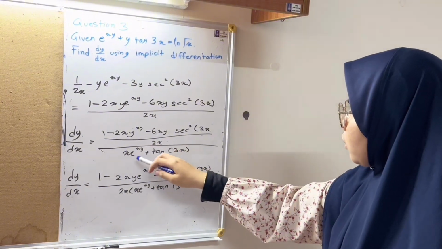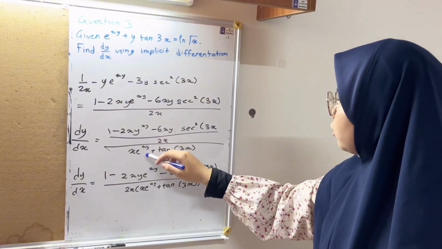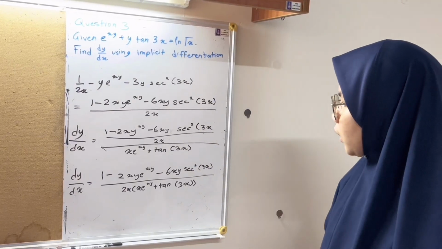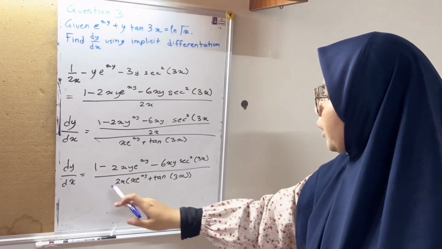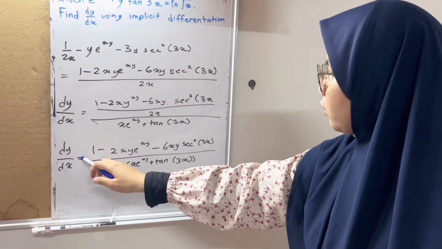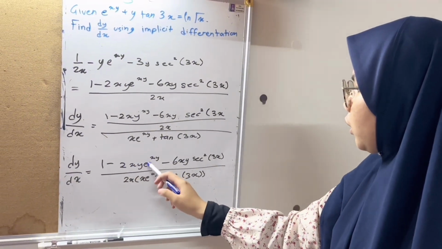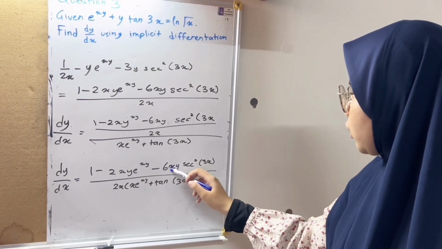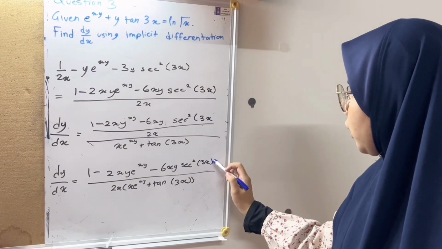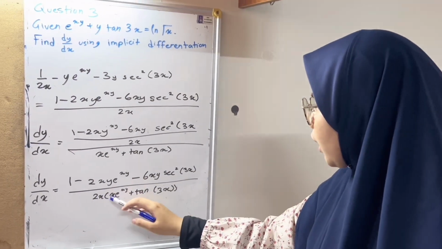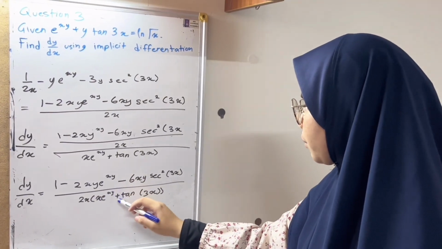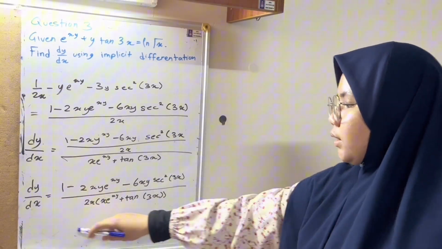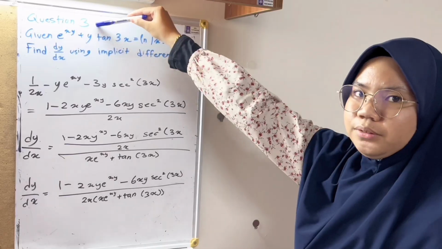over 2x over x e to the power xy plus tan 3x. Then the final answer will become like this: dy over dx equals 1 minus 2xy e to the power xy minus 6xy sec square 3x over 2x times x e to the power xy plus tan 3x. This is the final answer to question 3.